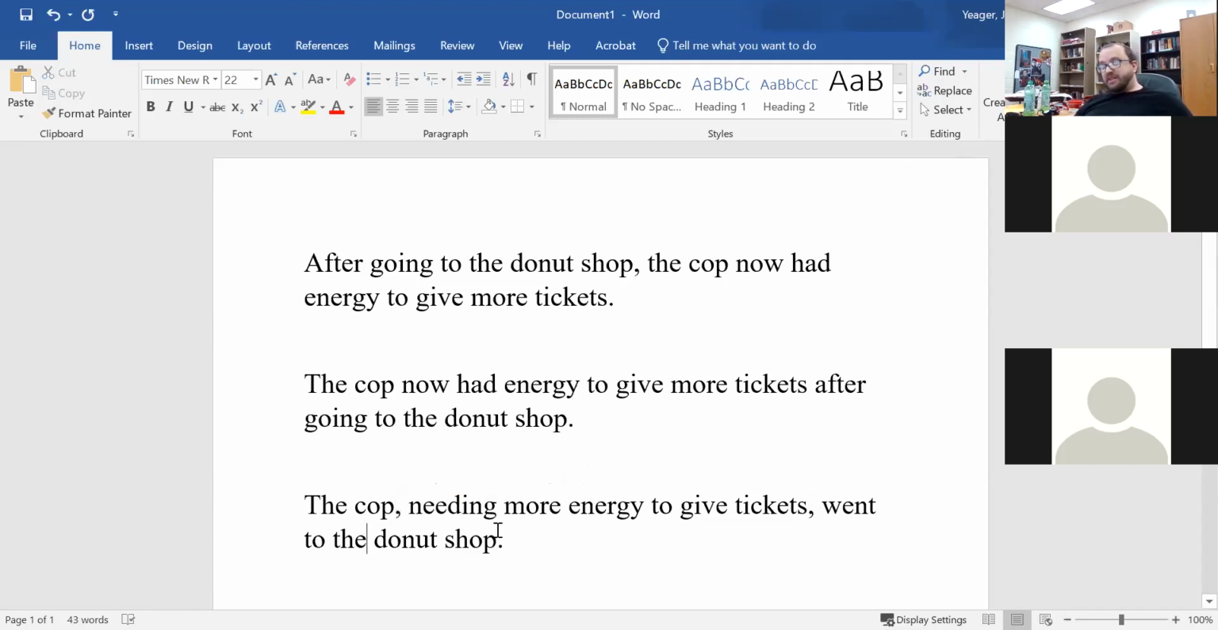So again, if you put the phrase in the middle of the sentence, put commas around it to show that it can be cut. So that's called putting a sentence in apposition.